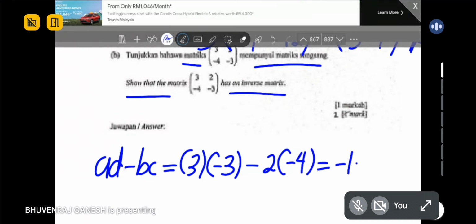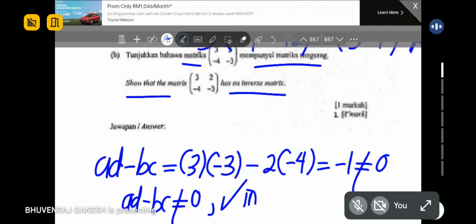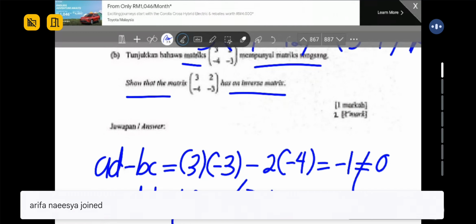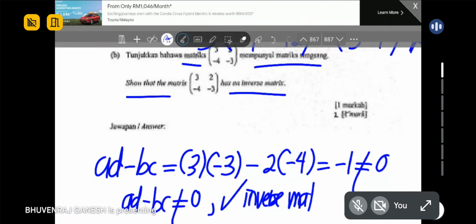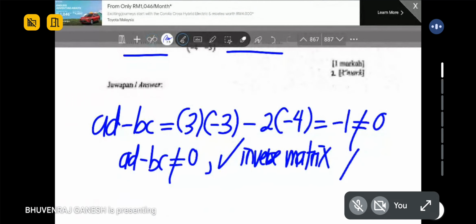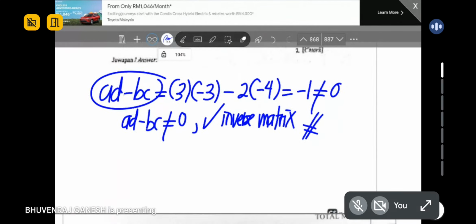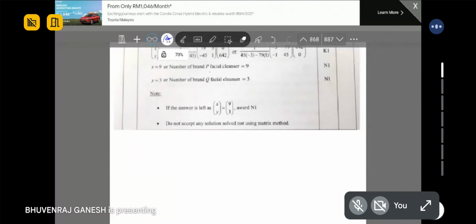So negative 1 is not equal to 0. Correct? So AD minus BC not equal to 0. That's why you have inverse matrix. Understand? Kalau tak sama dengan kosong, kamu ada matrix songsang. Clear? So this is how you guys prove. That's all. Just find this value sudah cukup. Cari nilai yang tu saja. Okay? All right. And then part C.